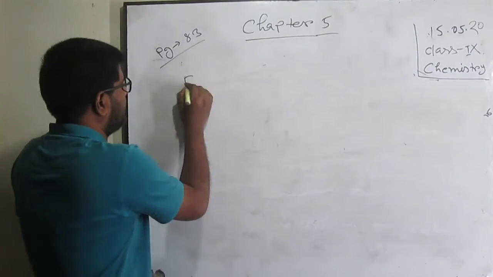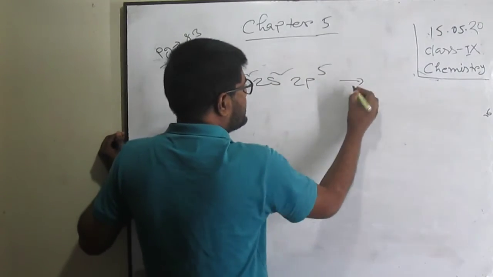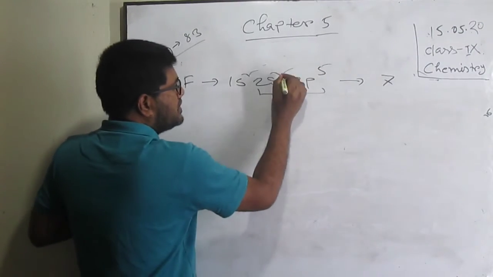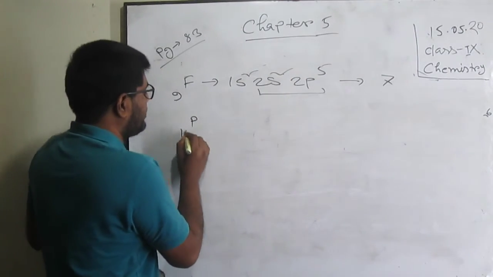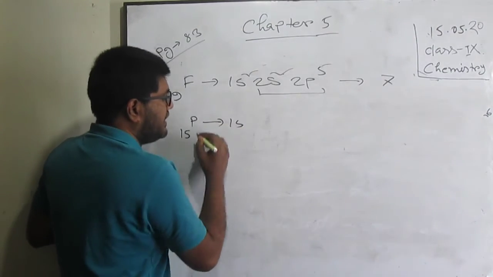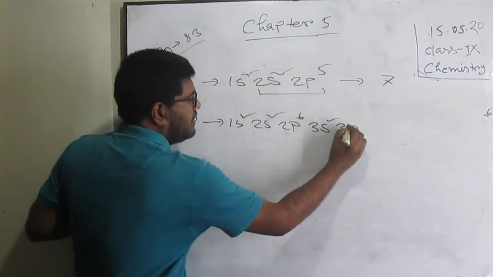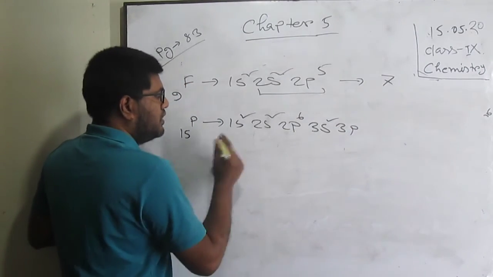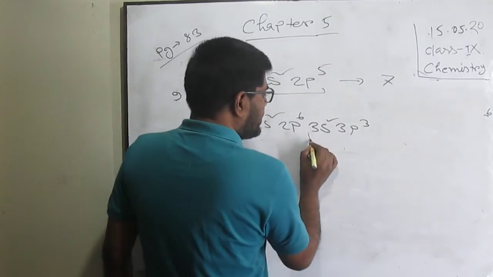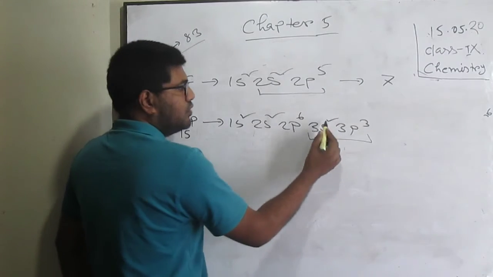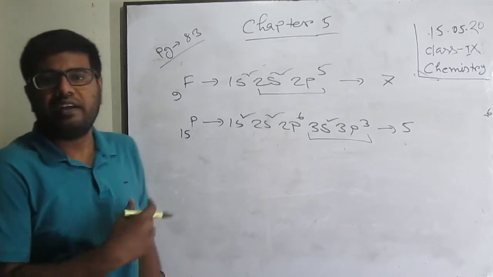Fluorine. Its atomic number is 9. So 1s2, 2s2, 2p5. So its valence electron is 7, because 2 plus 5 equals 7. Then phosphorus. The atomic number of phosphorus is 15. So its electronic configuration is 1s2, 2s2, 2p6, 3s2, 3p3. Counting 2, 4, 10, 12, then 15 minus 12 is 3. So in its outermost energy level, that is the third energy level, we have 2 plus 3, that means 5 electrons. So its valence electron is 5.